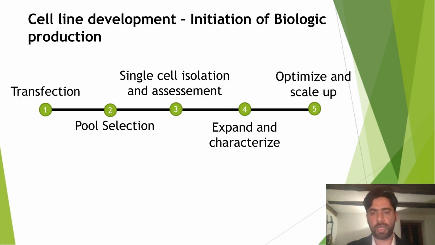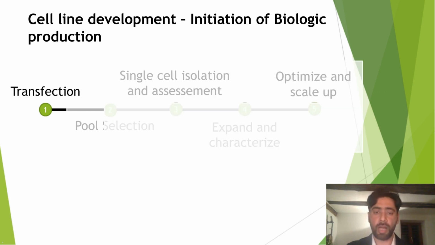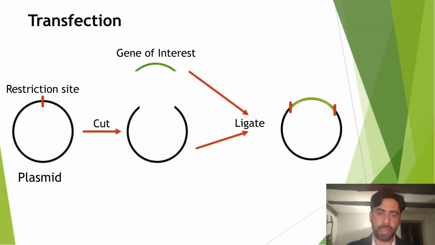So I will be presenting each and every step here, how we do it at DSMZ, or how we do it in general for cell line development, and how I have done it so far. So the first step here is the transfection part, and transfection is a really straightforward thing. We have a vector. In this case, I'm giving you an example of a plasmid. Now the plasmid has certain restriction sites. It has other parts as well, but it has some restriction sites.